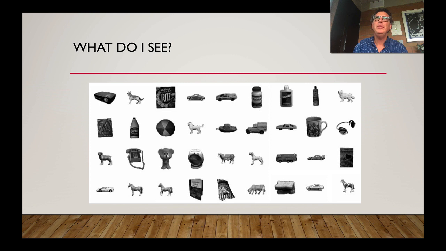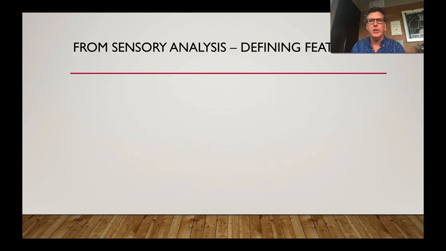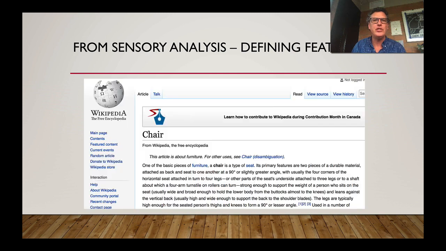Well, we seem to think there are sort of two things at play, maybe one more than the other, but let me do it historically. When people started worrying about this issue and thinking about it, they really focused on things called defining features. So, for example, a chair. What is a chair? Well, let's go to Wikipedia. What does Wikipedia say? Well, one of the basic pieces of furniture, a chair is a type of seat.